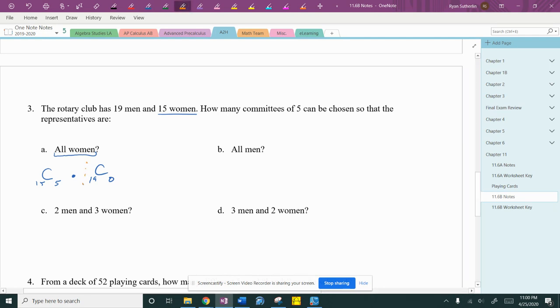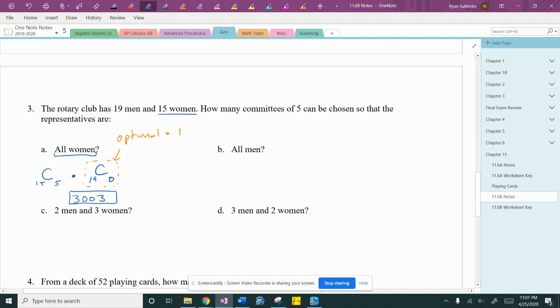This little part here, that's optional to write. I always like to keep track of everybody that could be used, but anything choose 0 is always going to equal 1. So really all I have to worry about here is the 15 choose 5. And if I put that in the calculator, at 15 choose 5, you come up with 3,003 different committees that would be all women.